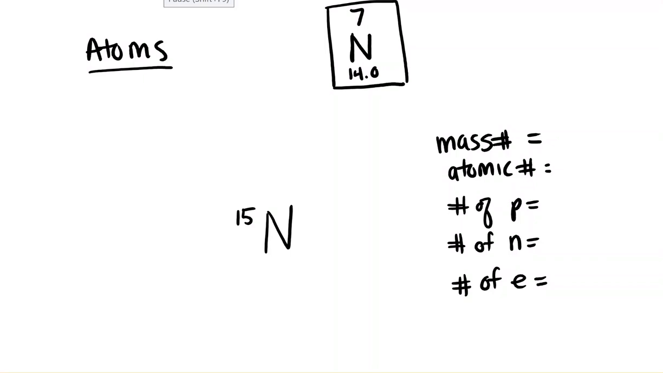Look at atoms and the particles that are in atoms. First I want to show you something on the periodic table. This is on the periodic table, this square. What I wanted to show you is this top number is called the atomic number, and that is equal to the number of protons. This bottom number is called the atomic weight, but we are not using that yet.